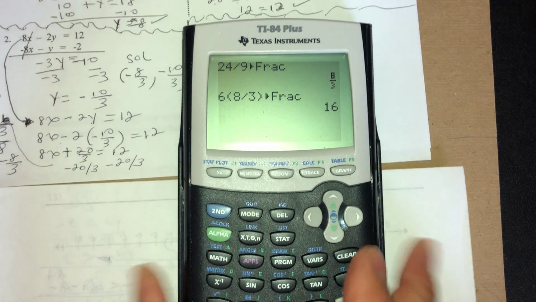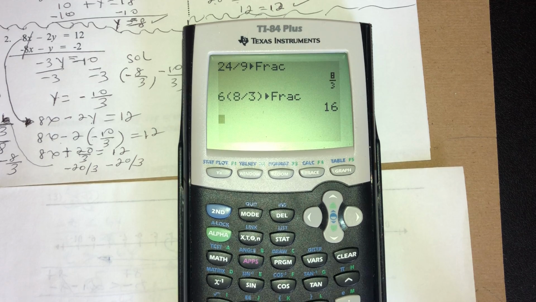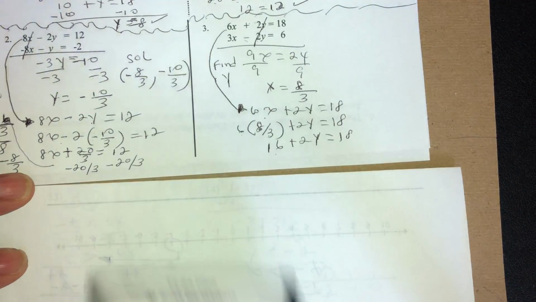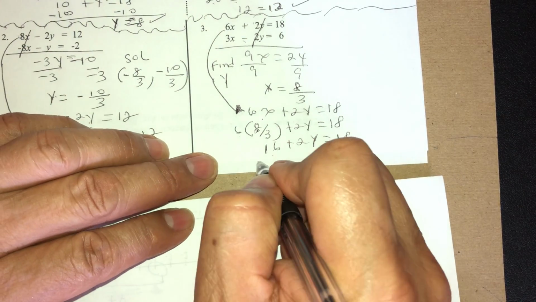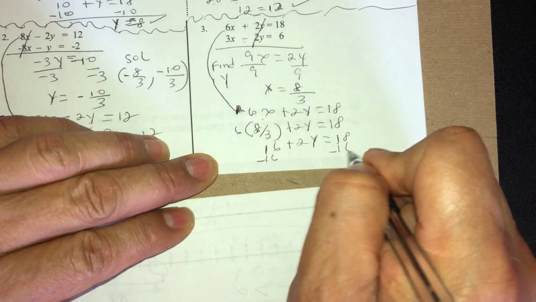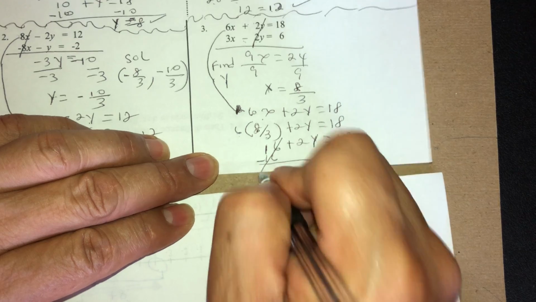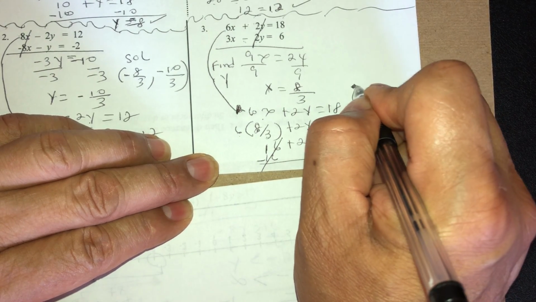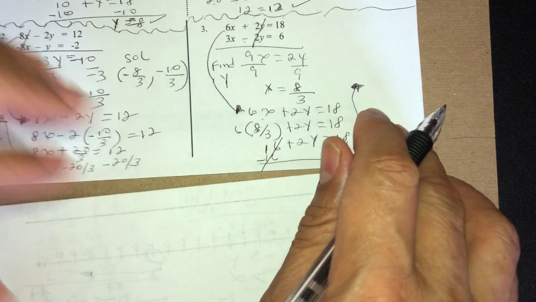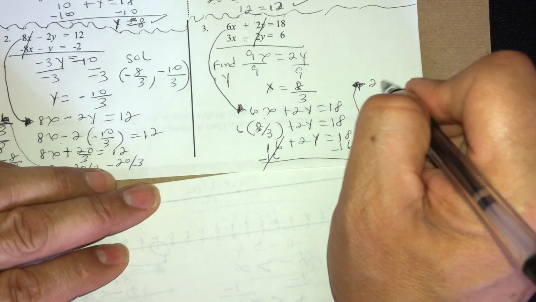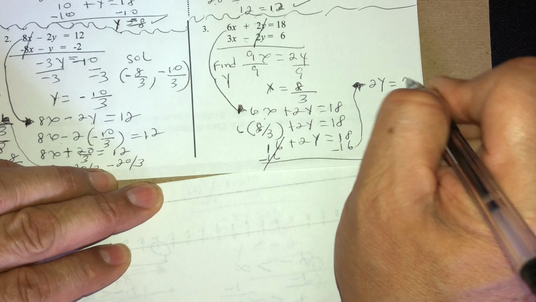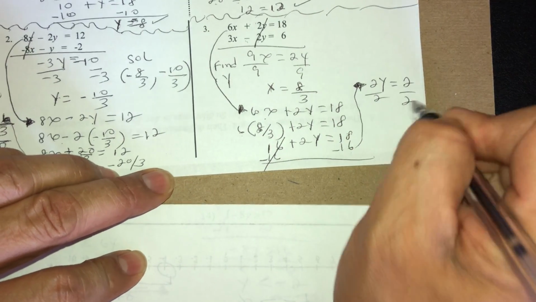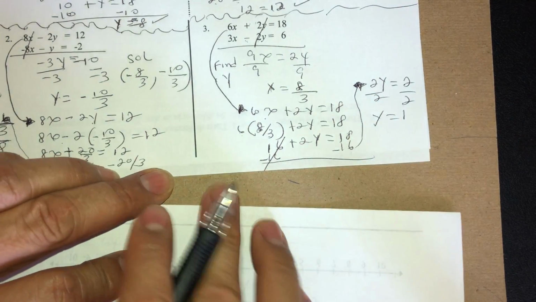And what do I get? 16. All right? So here I got a whole number. I was lucky. So now that we have 16, what do we have to do? Minus 16 on both sides, so that cancels out. So we're going to continue here. What would I have left? I would have 2y equals 2, because 18 minus 16 is 2. And if I divide by 2, y equals 1.